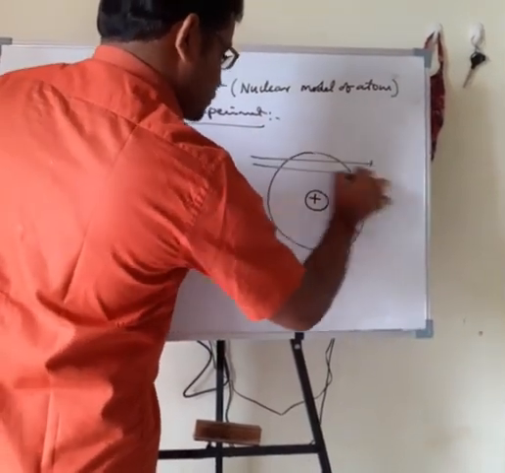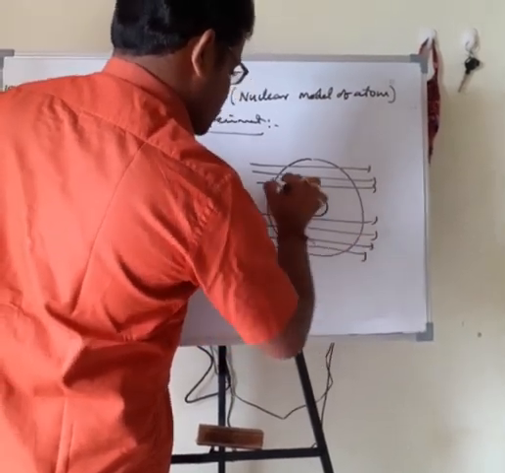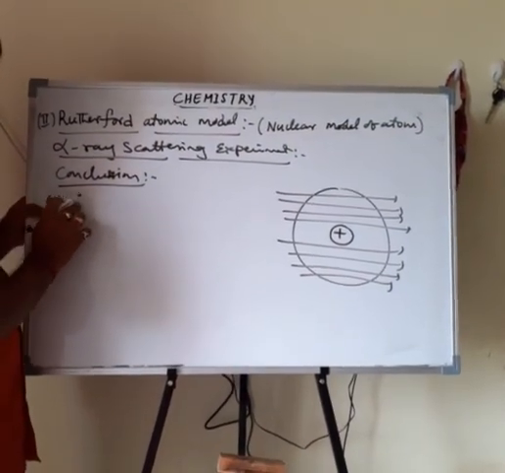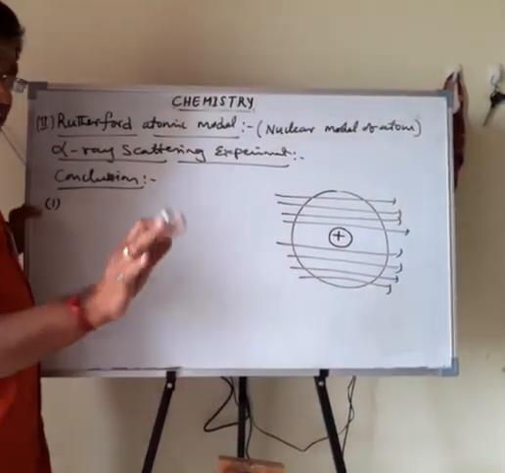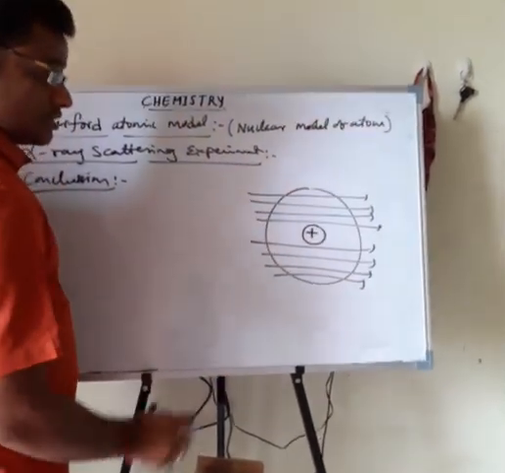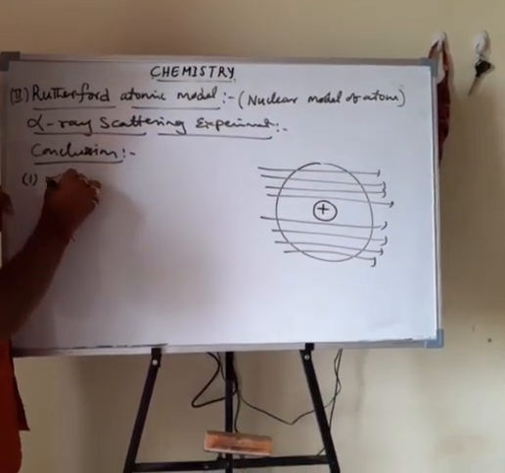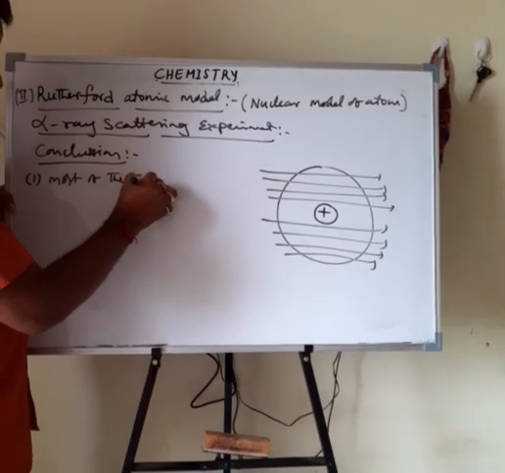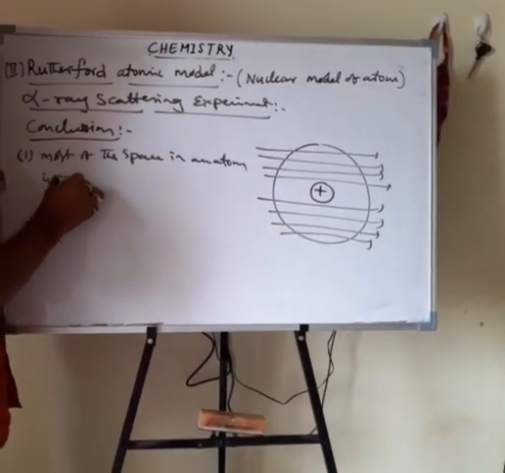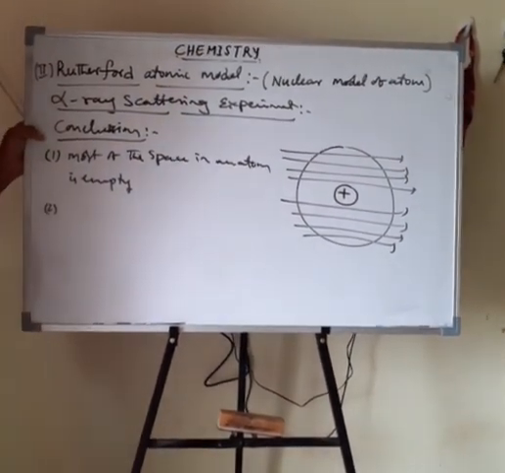What I told in the observation, first point: most of the alpha rays pass through the atom without any deflection. Means these particles pass through the atom without any deflection. That means most of the space in an atom is empty. That is the first point concluded from this observation: most of the space in an atom is empty space.